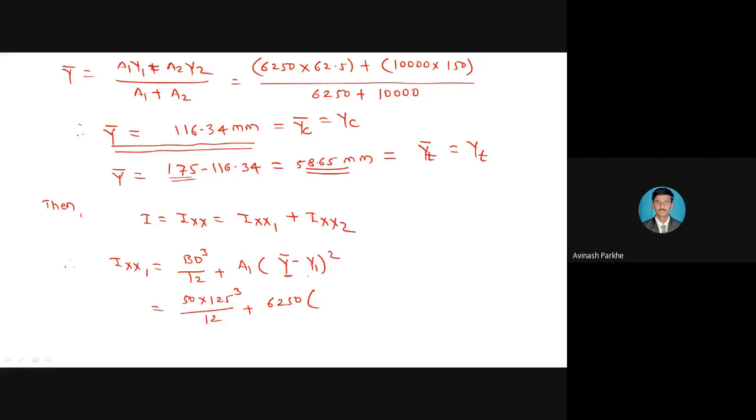So the y bar from the bottom side up to the neutral axis is the same y bar we have to consider while calculating Ixx1 and Ixx2. So 116.34 minus y1 distance is equal to 62.5, bracket square. Therefore Ixx1 is equal to, what is the value of Ixx1? Do the calculations properly and tell me the value of Ixx1.